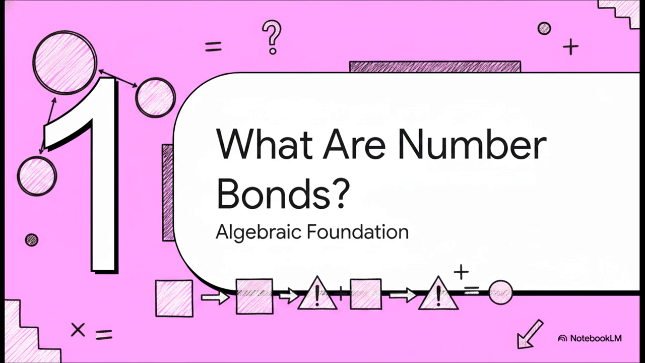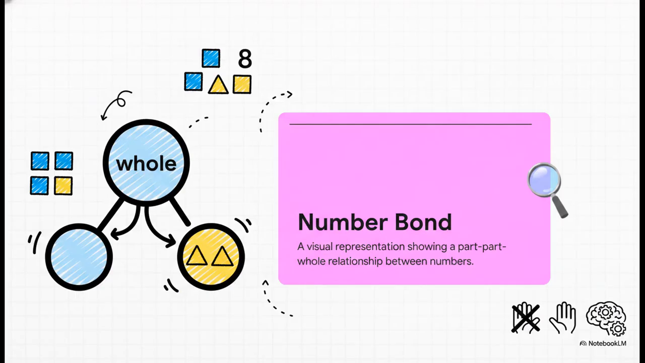What are number bonds and the foundation of algebraic thinking? So a number bond is, at its absolute core, a visual representation of how numbers can be split into parts. It explicitly shows a part-whole relationship. You have this larger entity, the whole, and it branches off into its constituent pieces, the parts. By giving students a visual diagram to map out how numbers relate to one another, educators are moving away from just counting on fingers. Instead, they're building a concrete mental map of how quantities interact with each other.